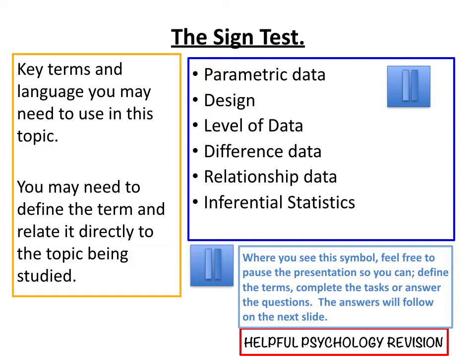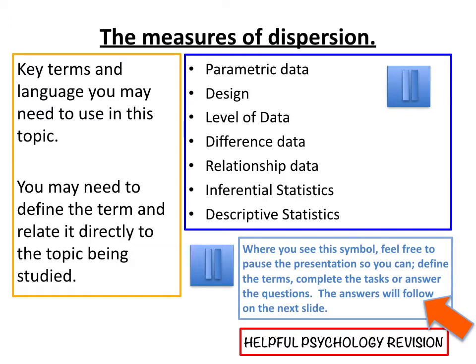So the terms that you need to be clear on are parametric data, design, level of data, difference data, relationship data, and inferential statistics. Where you see the pause symbol, feel free to pause the presentation so that you can complete the task and then check your answers on the following slide. So you can pause now to define these key terms.